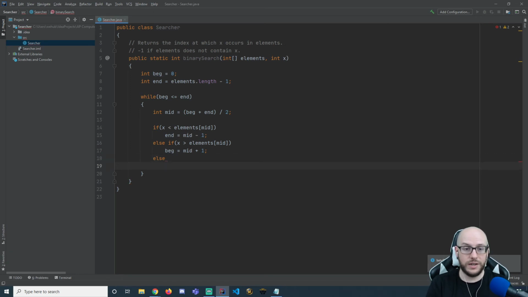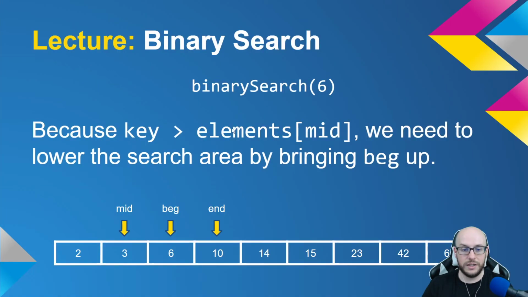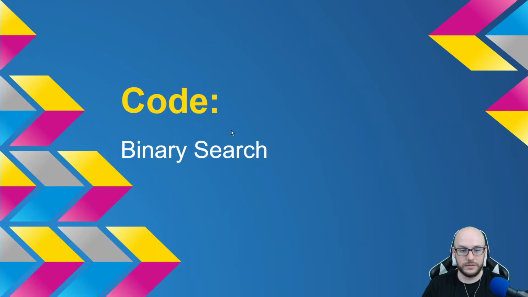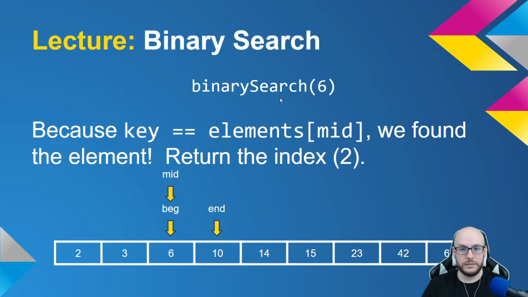My only other scenario is that the element that I'm looking for is right here. If we manage to hit this, what it means is that X is equal to the element at mid. If that is true, we have found it. I want to get out of this method. I want to return the current index. The current index being, in this case, we found 6 right here. The current index is my mid.